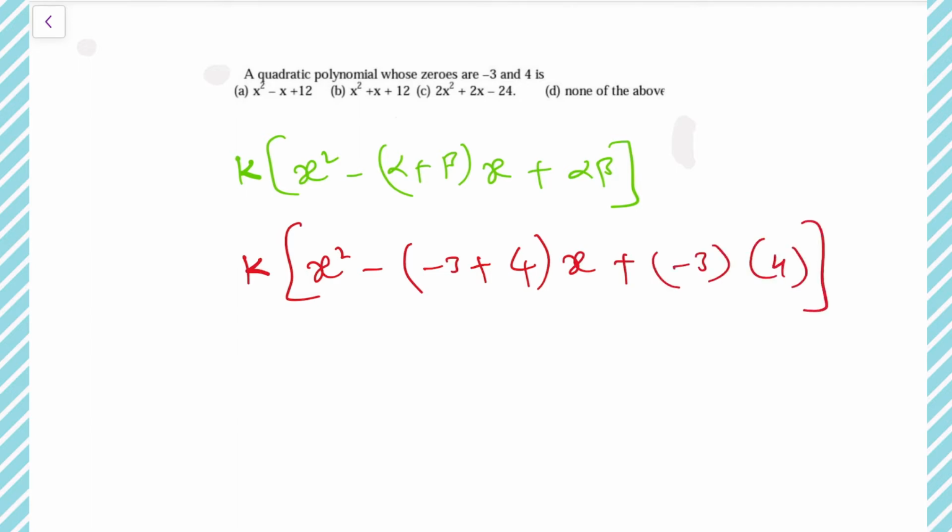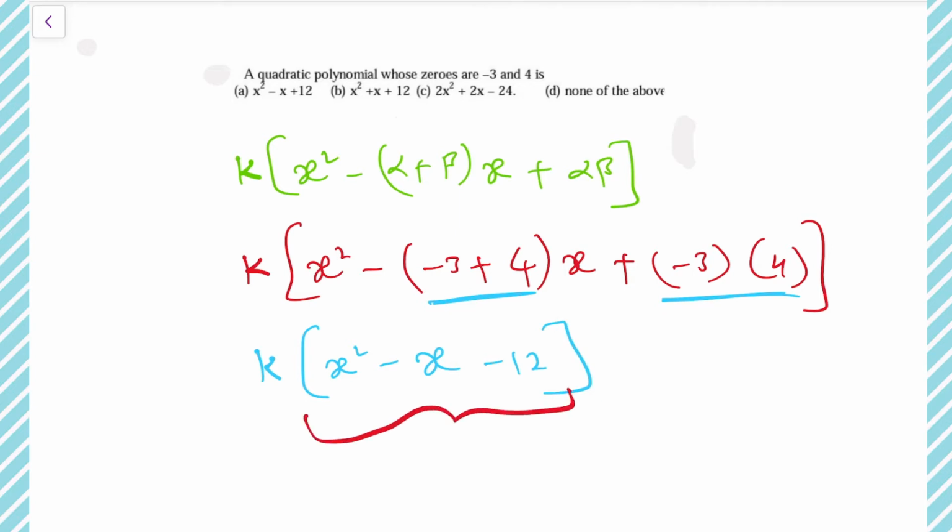So if we simplify this further, k times x square minus, -3 plus 4 is 1, so x, simply x, and -3 times 4 is -12. So our required polynomial is x square minus x minus 12.